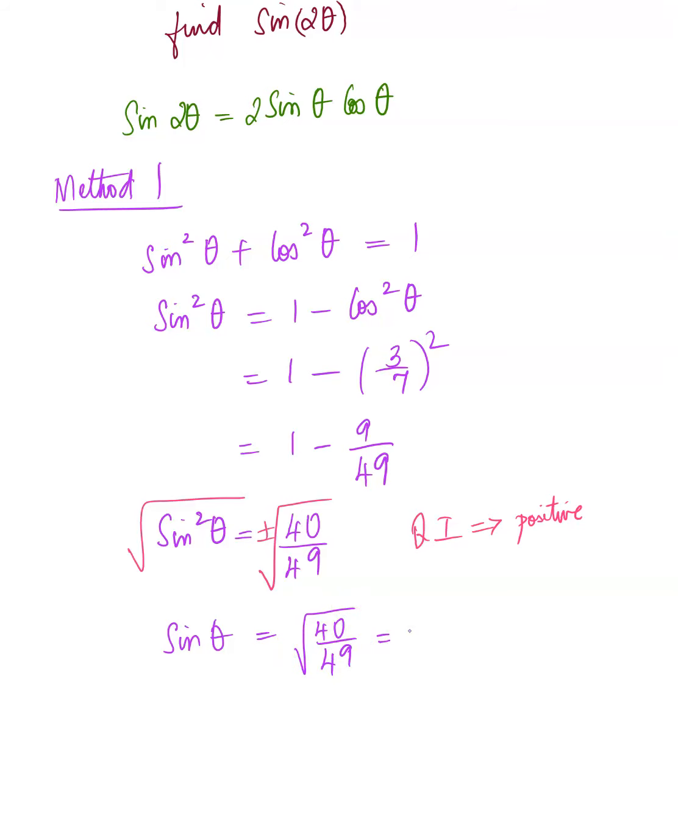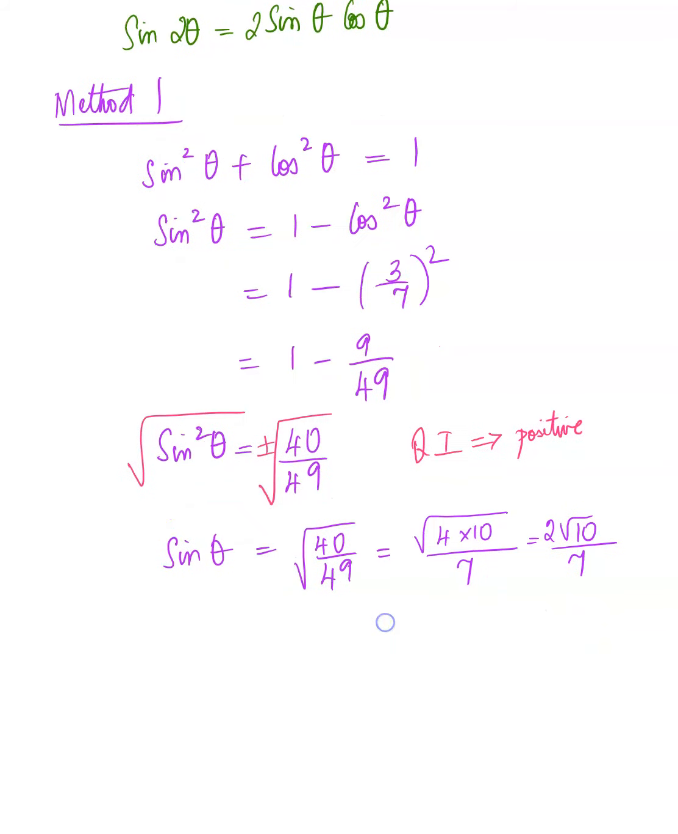Again, simplify this. You can't leave it like this. So 40 would be 4 times 10, and the square root of 49 is 7. That will come out as 2 root 10 over 7. So sine theta is 2 root 10 over 7.